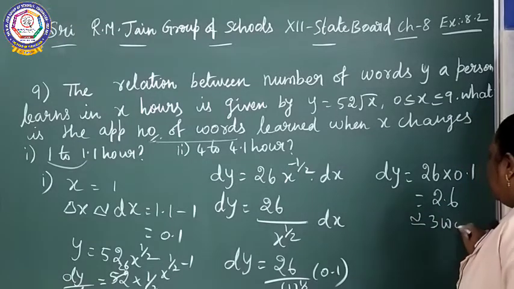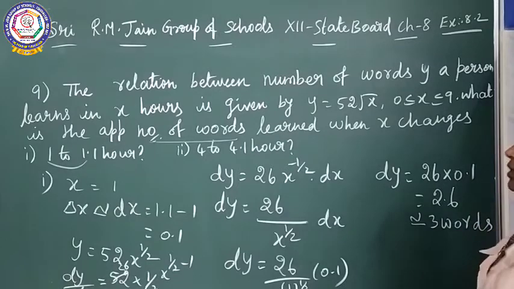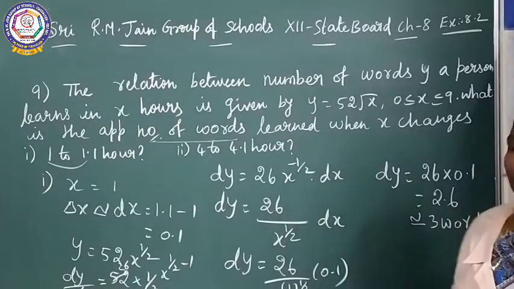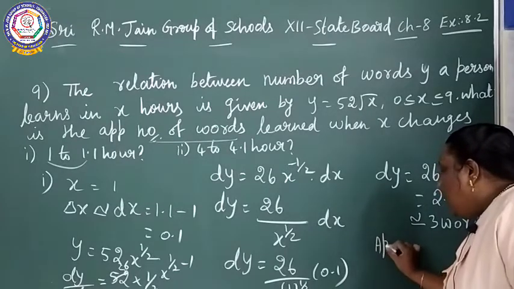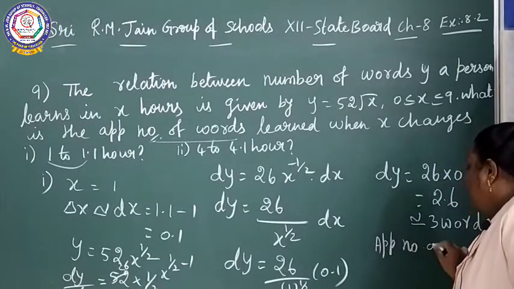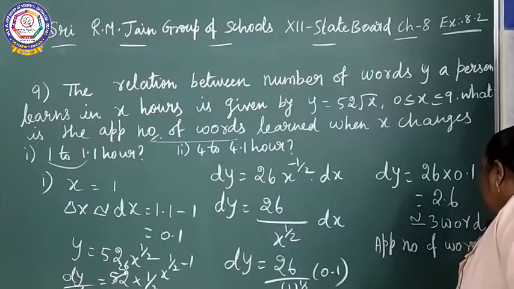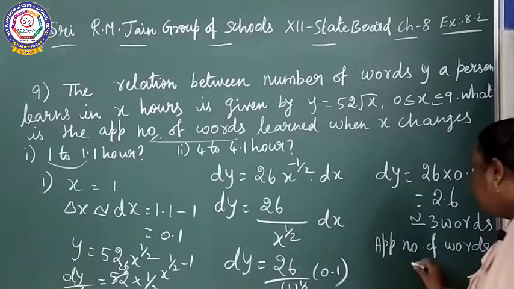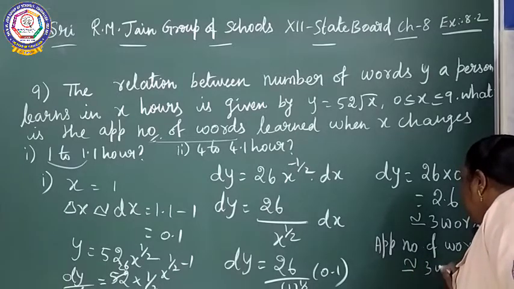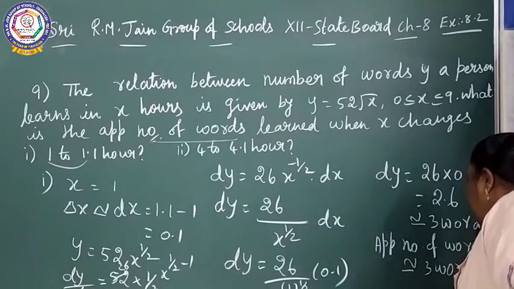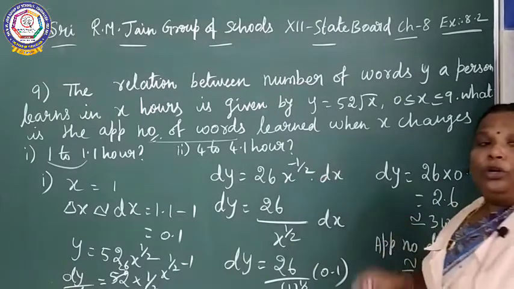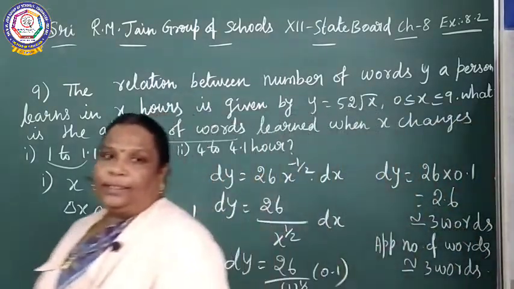Approximately 3 words. So, approximate change: the number of words learned between 1 to 1.1 hour is approximately 3 words. Now you move on to 4 to 4.1 hours.